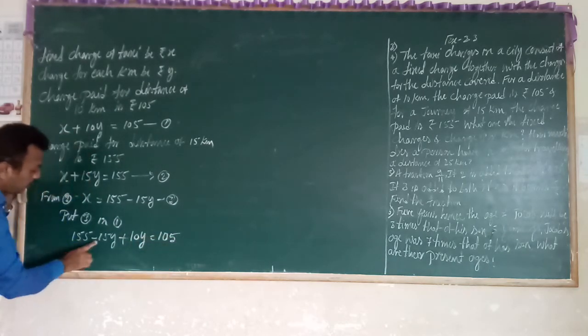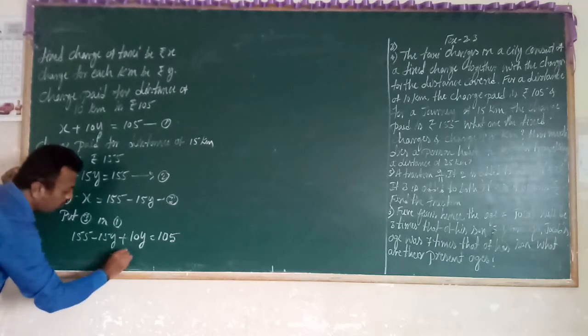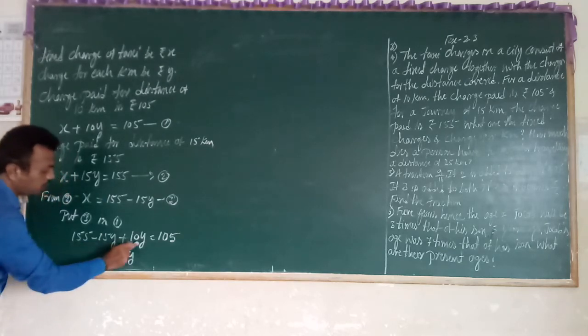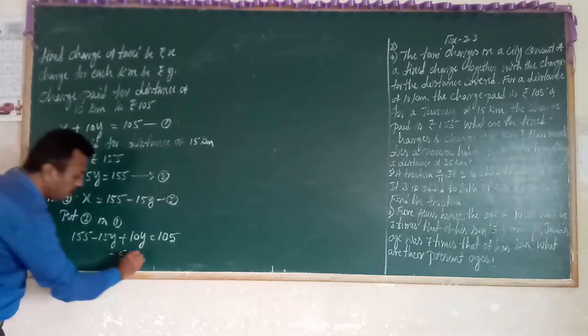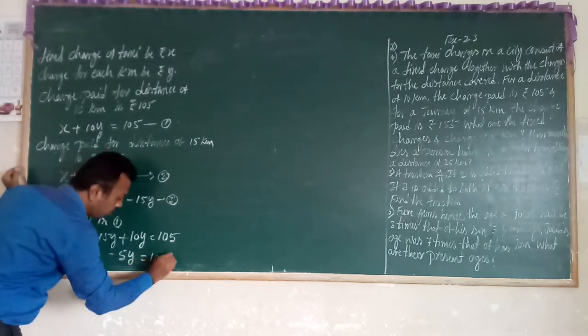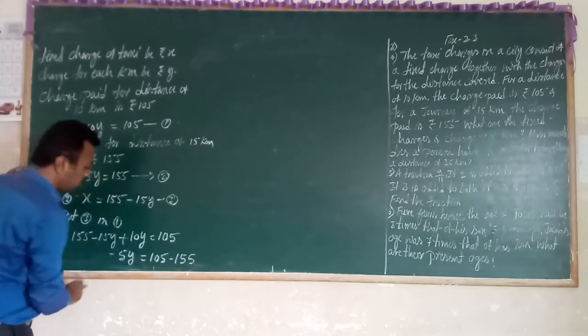Now, minus 15y plus 10y is there, so it becomes minus 5y. So 155 minus 5y is equal to 105. So 155 comes here, minus 155, so minus 5y.